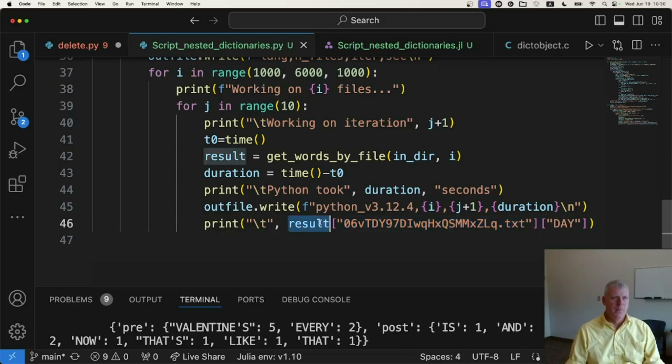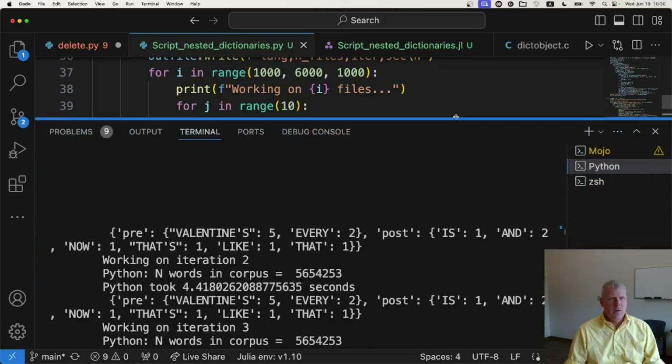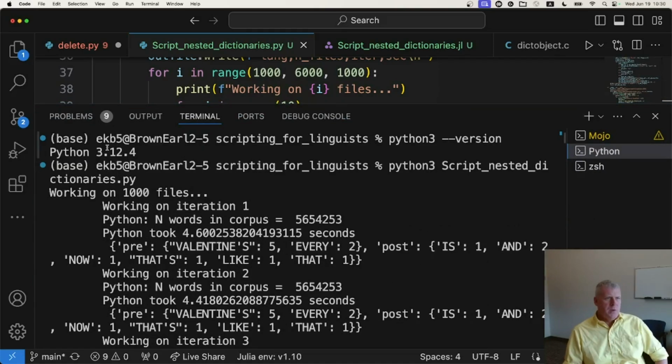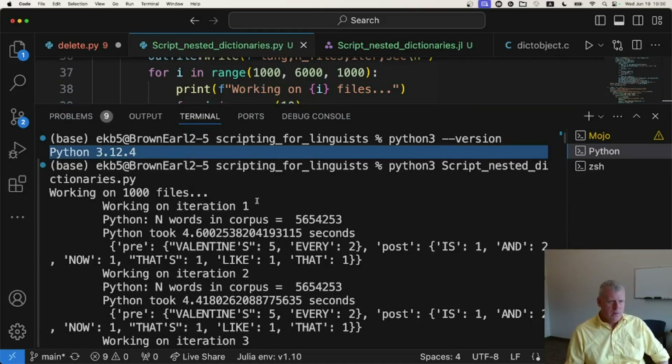That's what I'm doing there. Okay, so let's take a look at the results of Python. I am using Python 3.12.4, as you can see there. And here it's working on 1,000 files. First iteration, I got 5.6 million words there. It took less than 5 seconds there.